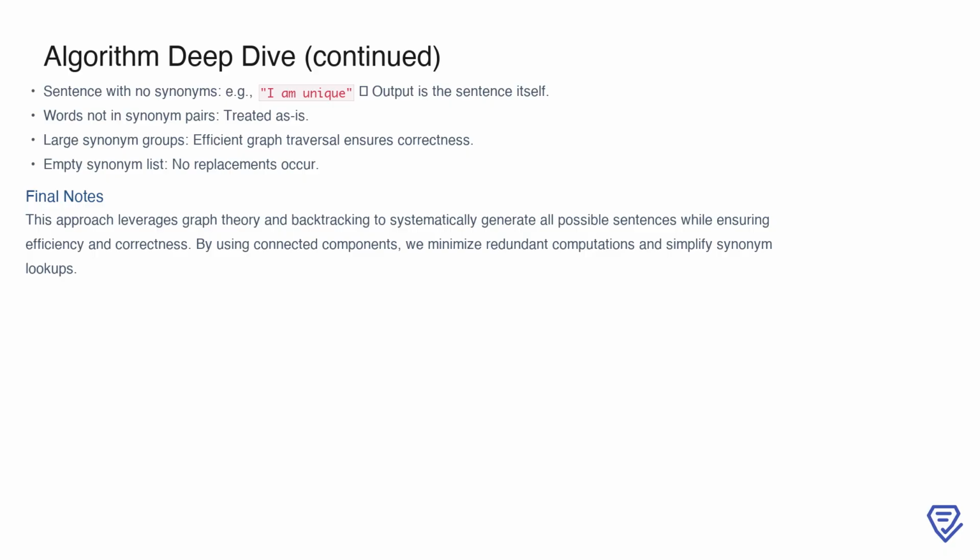This approach effectively combines graph theory and backtracking to generate all possible sentences systematically while ensuring efficiency. By leveraging connected components, we streamline synonym lookups and minimize computational overhead. This guarantees that the solution is both robust and scalable, even for complex scenarios.